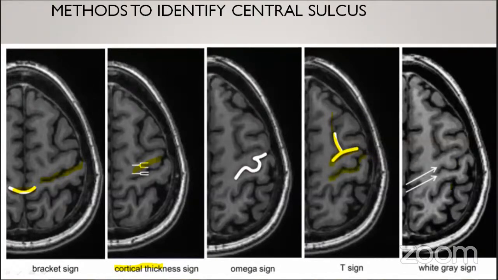This article from where I have taken it, they had also described a white-gray sign which showed that if we look very closely, the gray and white matter distinction becomes less distinct around the area of the central sulcus.